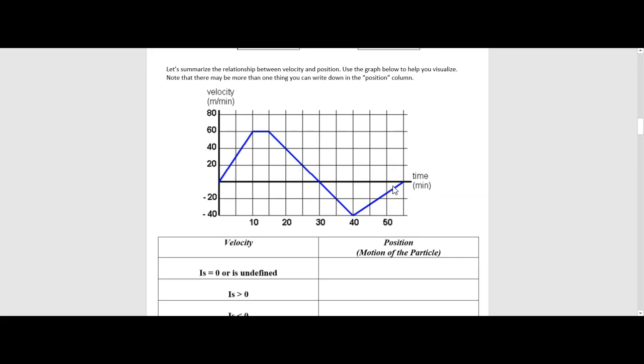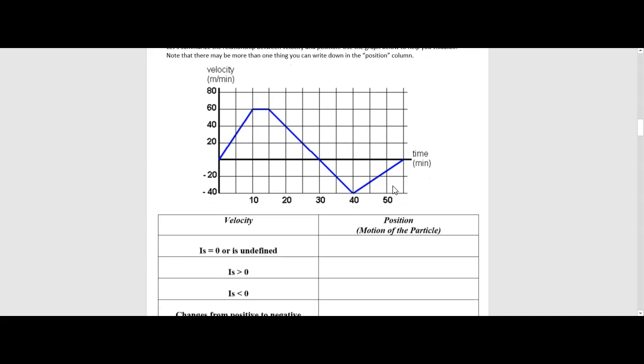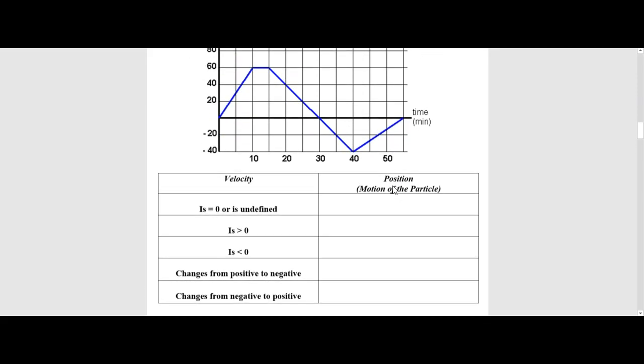Okay, so it says, let's summarize the relationship between velocity and position. Use the graph below to help you visualize. Note that there may be more than one thing you can write down in the position column. So basically, we have these things about velocity, and we have to talk about what that means about the position. Let's actually skip the first one and talk about when v is greater than 0. When our velocity is positive, that means the position of the particle is increasing, or we could say the particle is moving to the right or up. Those are the two positive directions.